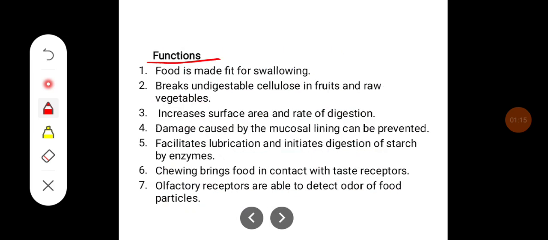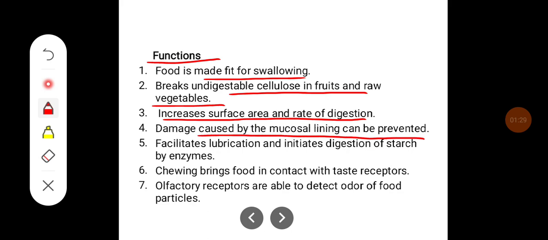The functions of mastication: the food is made fit for swallowing. It breaks undigestible cellulose in fruits and raw vegetables. It increases surface area and rate of digestion. Damage to the mucosal lining can be prevented, and it facilitates lubrication and initiates digestion of starch by enzymes.